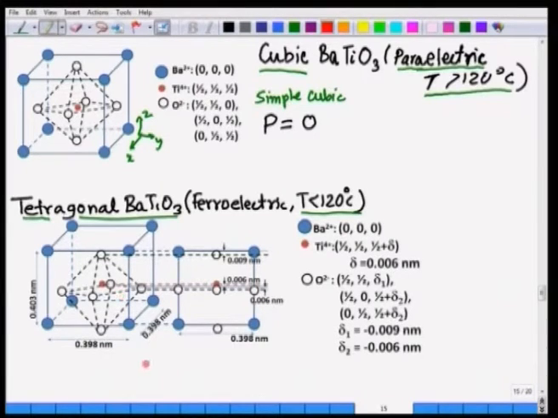So, in order to explain to you what has happened, imagine for this cage, this particular blue line going through is the center line of this cage. What is this diagram? This diagram is showing this particular face. In other words, I am showing you a 100 projection of this particular barium titanate tetragonal structure.